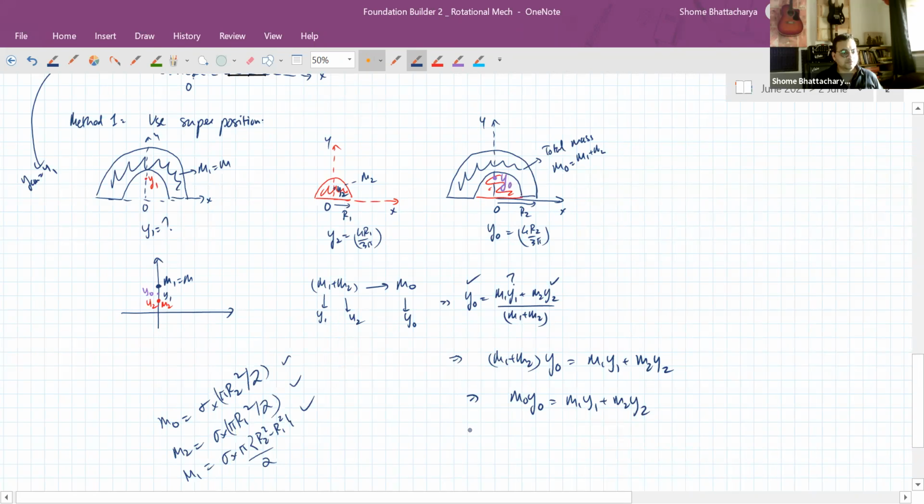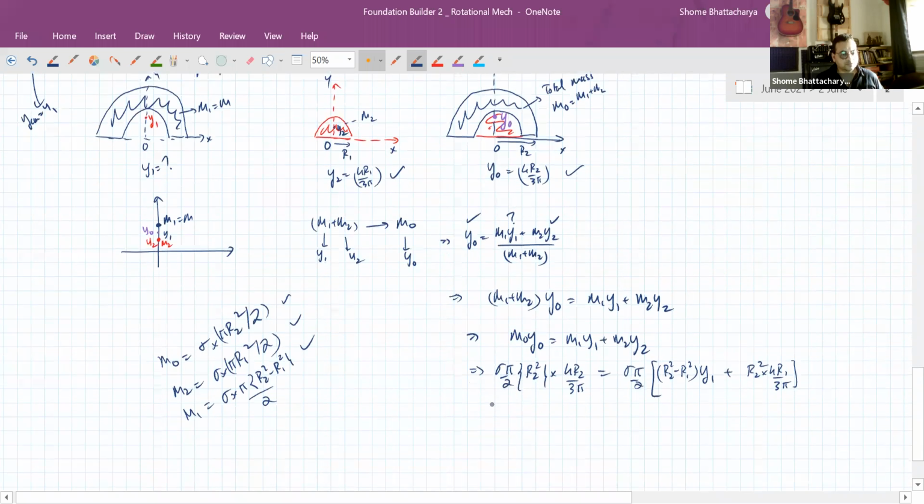You will see that we can take sigma pi by 2 common everywhere. So here we will have r2 square into y0, which is 4r2 by 3 pi. Again taking sigma pi by 2 common, y1 is the unknown quantity, but m1 has a factor of r2 square minus r1 square into y1, and m2 has a factor of r2 square into a factor of y2, and y2 was 4r1 by 3 pi. This is y2, this is y0, y1 is unknown. Now we can get the value of y1 from this.